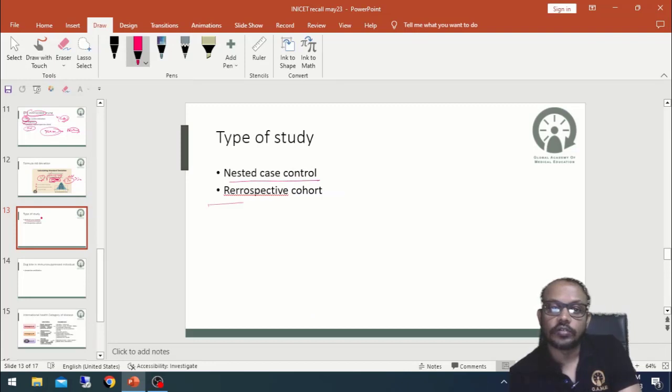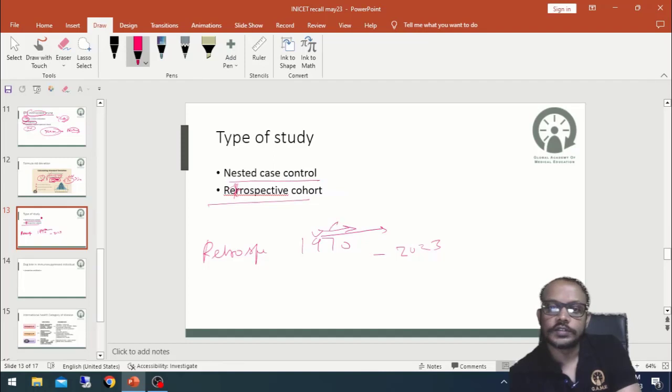Another question is about the type of study, where most people are confused between the nested case control and retrospective cohort. This is not retro, it is retrospective cohort. In the retrospective cohort, we all know that the study starts from a back date. Today is 2023, and we are following the data from 1970.